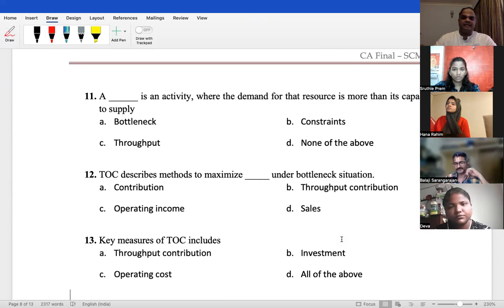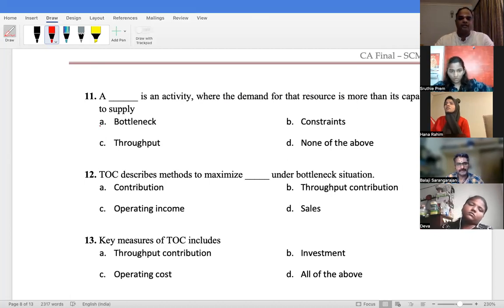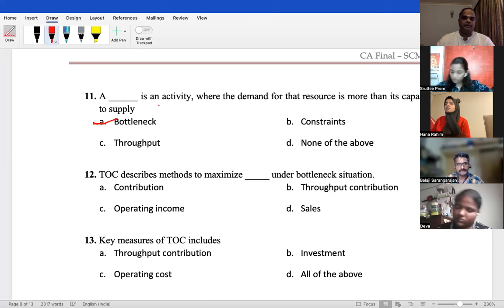Dash is an activity where the demand for that resource is more than its capacity to supply. Bottleneck, constraint, throughput, all of these. It comes under bottleneck.